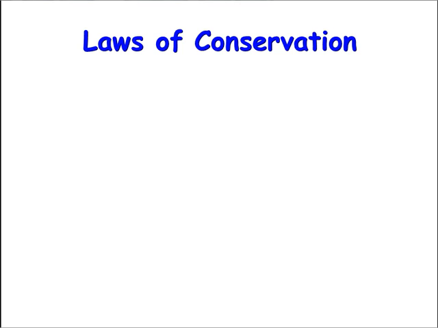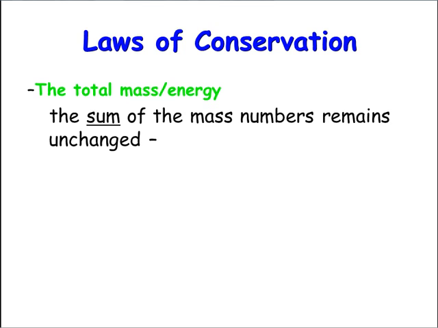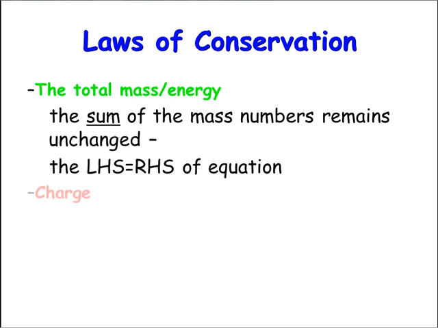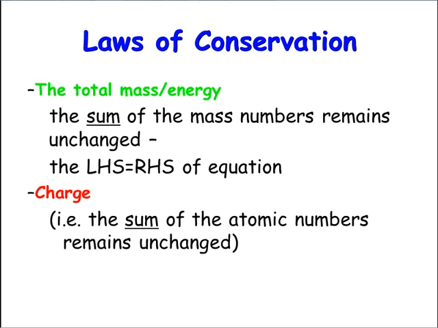In any nuclear reaction, including radioactive decay, there are two laws of conservation that we must always obey. That's the law of total mass and energy, which says that the sum of the mass numbers must remain unchanged. So the numbers on the left-hand side for the masses must equal the sum of the masses on the right-hand side. And also the sums of the atomic numbers must remain unchanged.